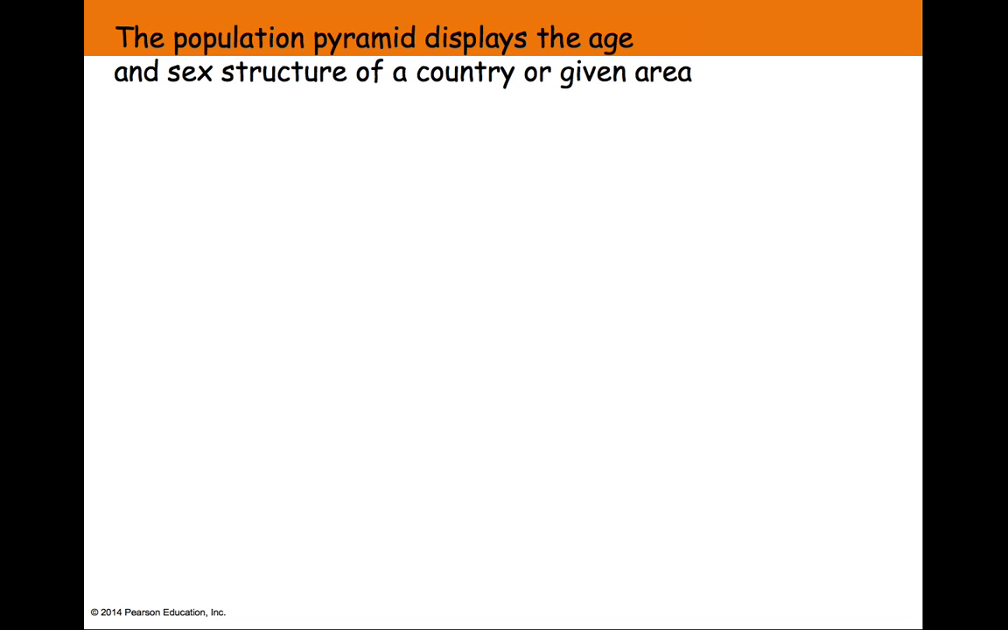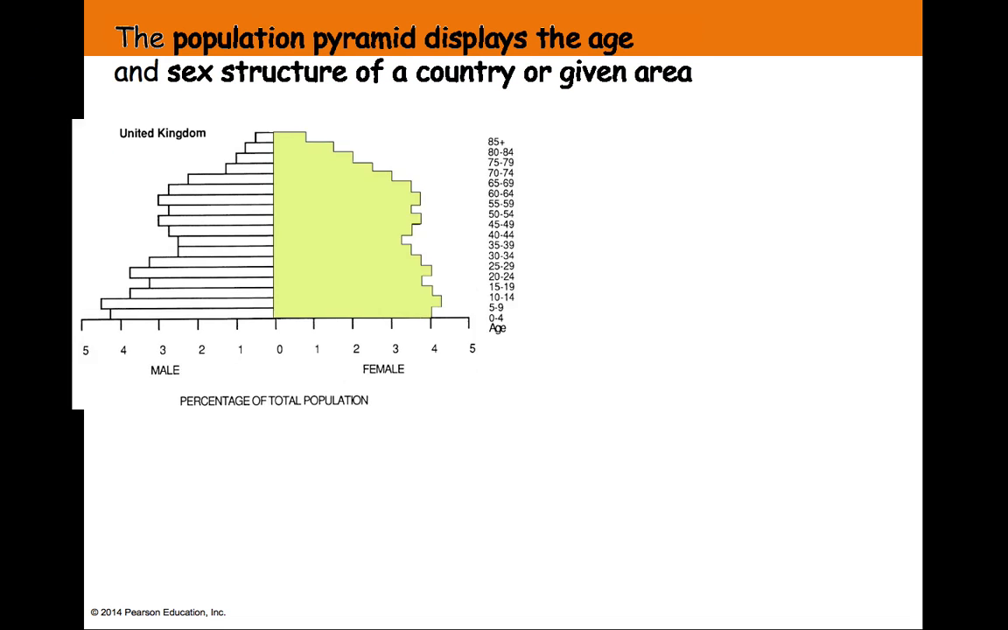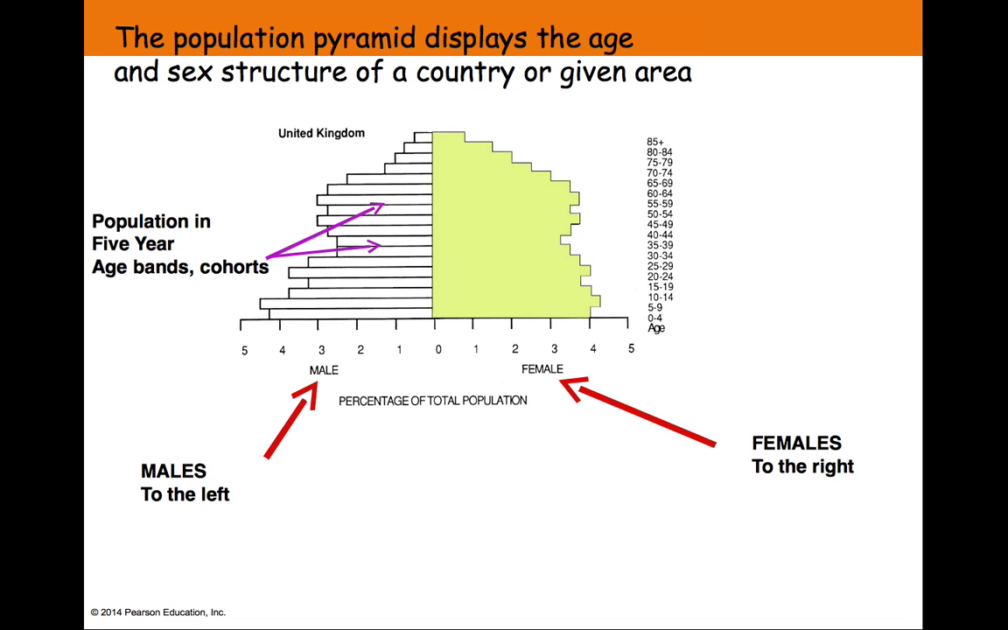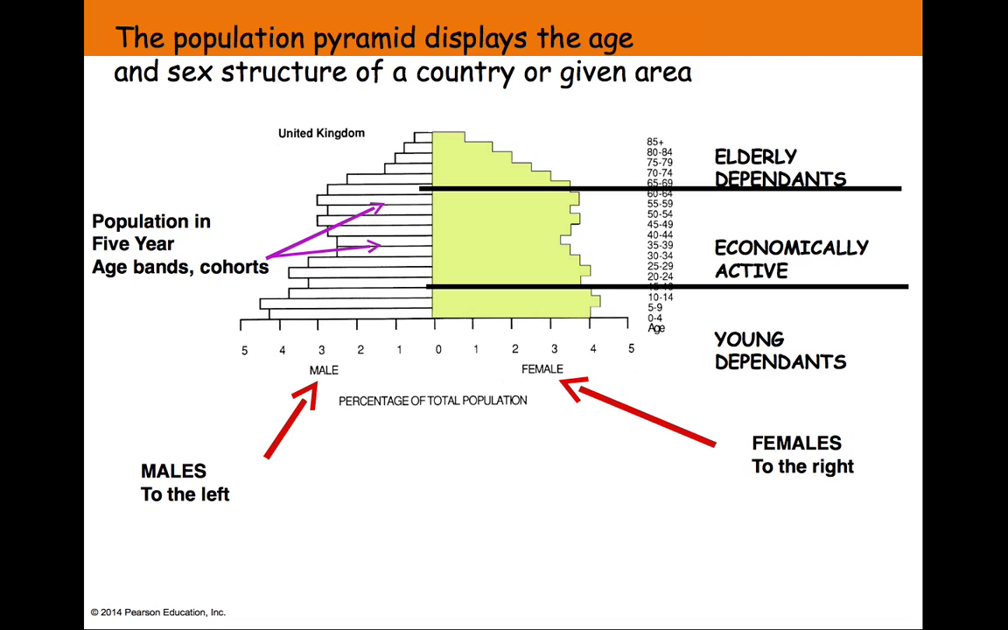So for my visual learners, here's the makeup of a population pyramid. Here we have the pyramid for the UK. Here we have the populations in 5-year bands, or cohorts. Then we have males to the left and females to the right. Elderly dependents, economically active adults, and then of course we have our young dependents.